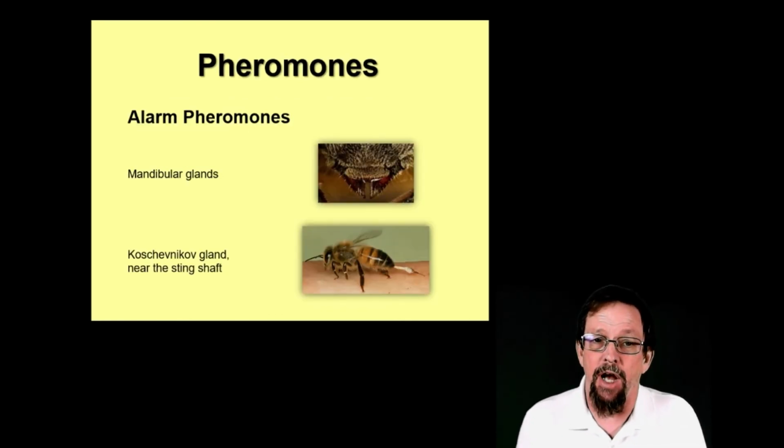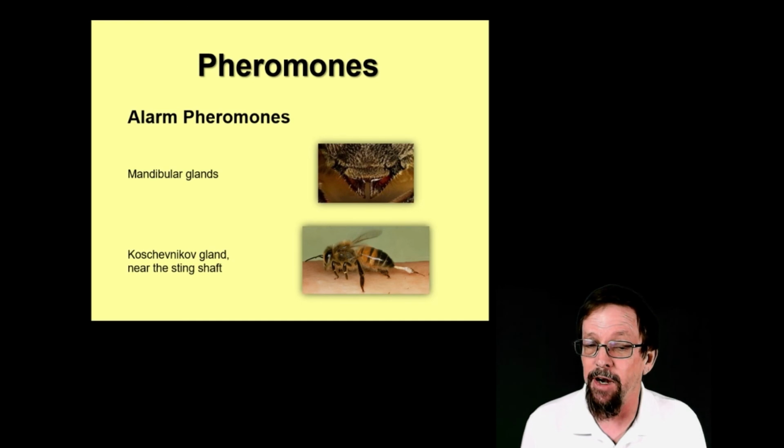So let's finish off with pheromones. The bees' main communication source is through pheromones. So let's start out with the alarm pheromones. The mandibular glands produce an alarm pheromone, as does the Chesnekov gland near the stinger shaft. It actually releases an alarm pheromone and marks you for the other bees to show up to help out.